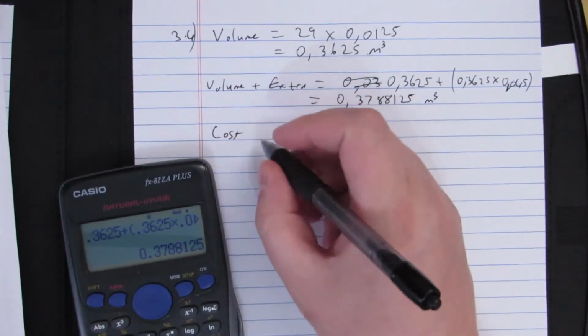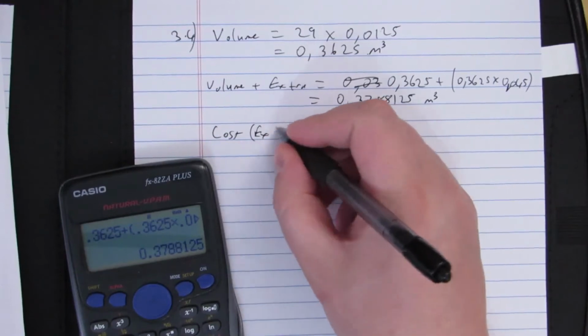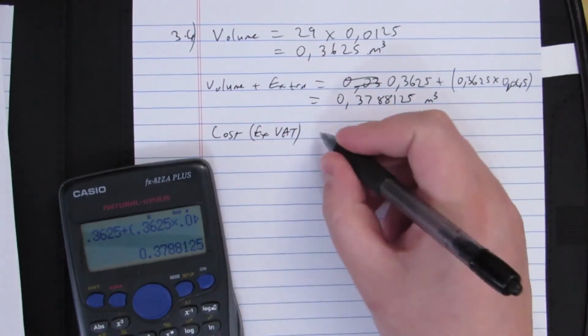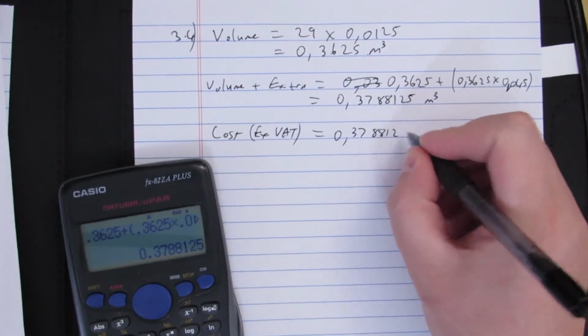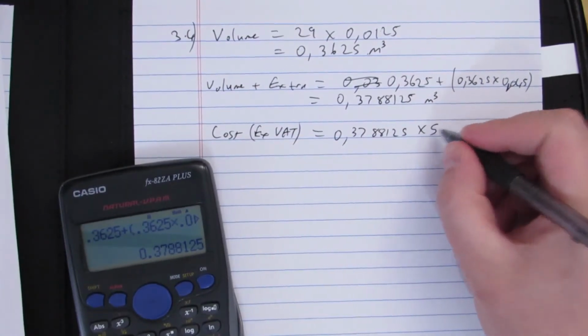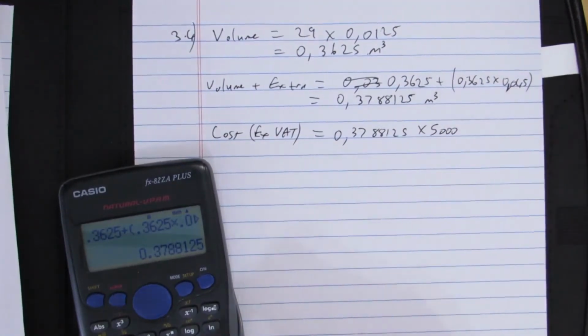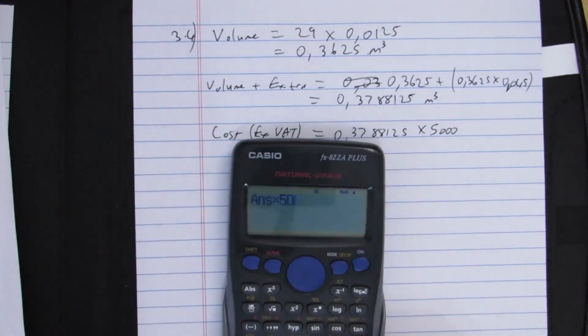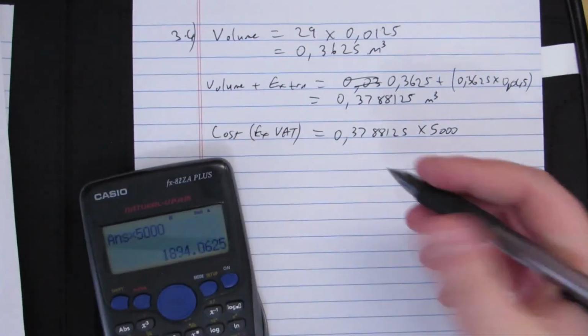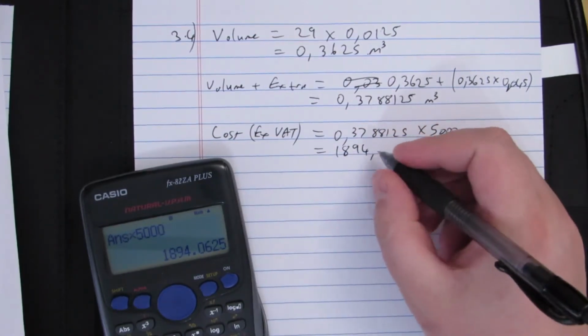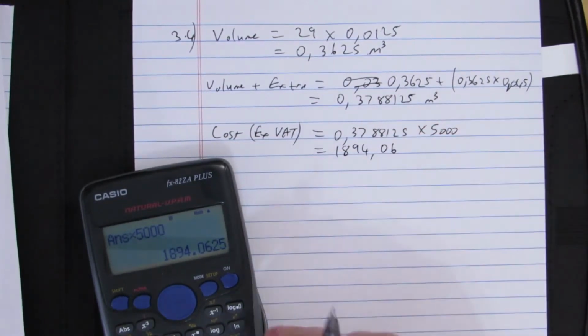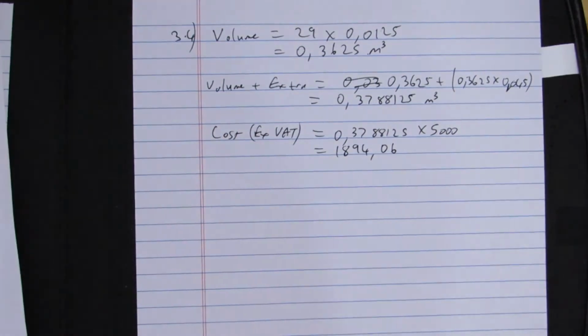So the cost of the wood, ex VAT, because that's important, would be 0.378812 multiplied by 5,000, because it's 5,000 rand per cubic meter. So it's going to cost you 1,894 rand and 6 cents, excluding that.